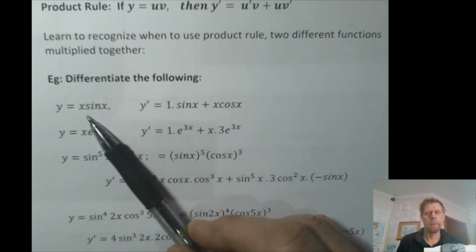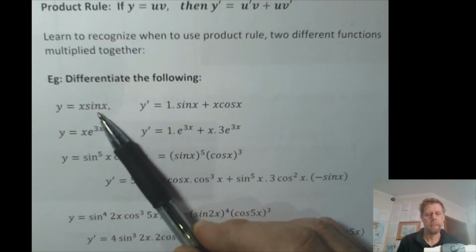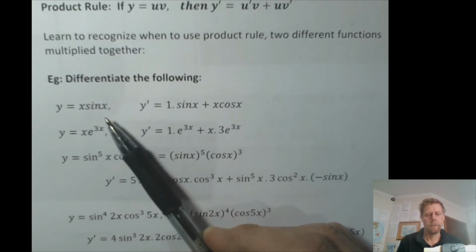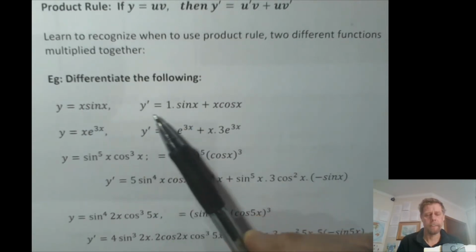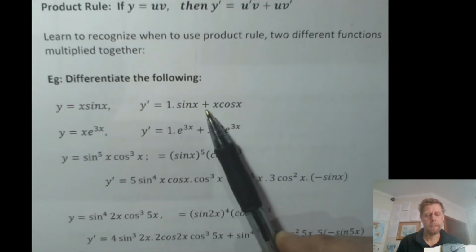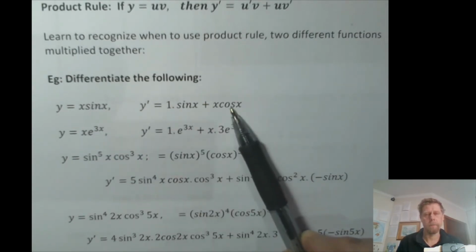Here we have y equals x times sine x. So u is x and v is sine x. So y dash equals u dash, which is just 1, differentiating the x, times sine x, plus, now you leave u as it is and you differentiate sine x to become cos x. And there you have it.